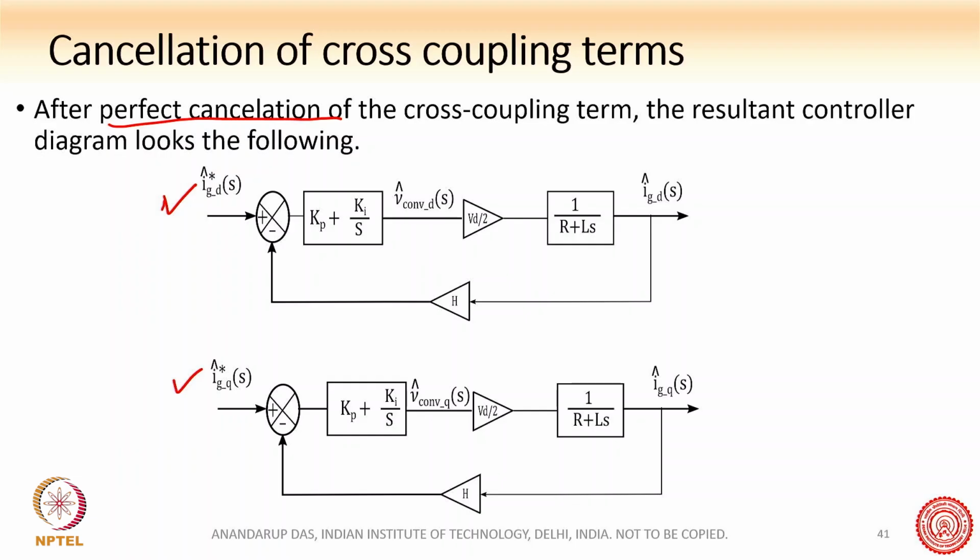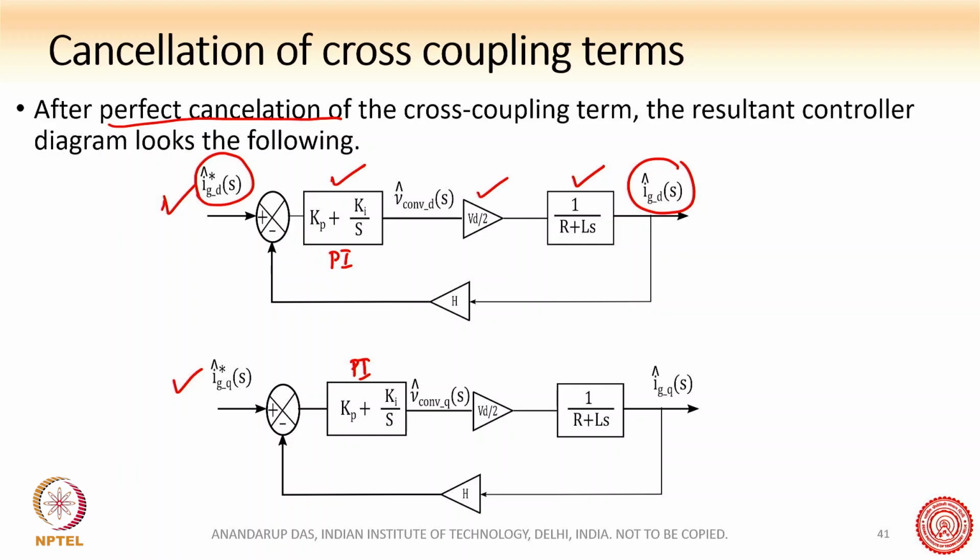We have removed those cross coupling terms, so the plant becomes 1 by R plus Ls. There is this gain Vd by 2, which comes because of the modulation in the VSC: whatever VA star, VB star, VC star we generate gets amplified by M Vd by 2, if you remember. And then there is this PI compensator. Here is the PI compensator, right? And this is the reference, and this is the actual D current.